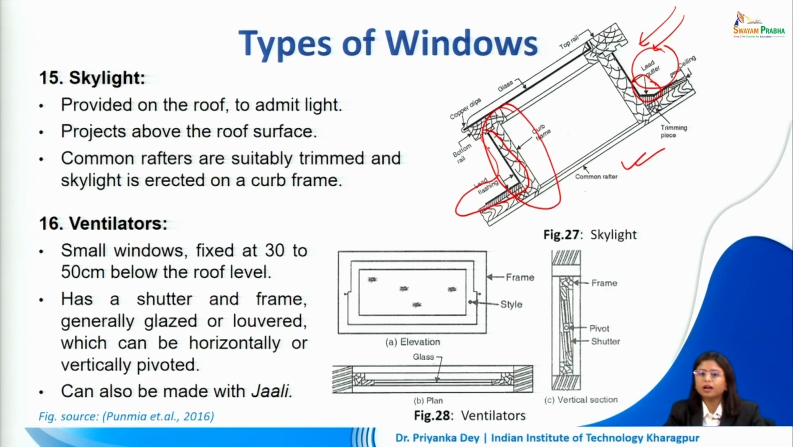Now ventilators are small windows which are fixed at 30 to 50 centimeters below the roof level. This is inside the room, of course. It's not opening up above the room. So it's just slightly below the roof level and opening inside the room. It has a shutter and a frame which is generally glazed or louvered, and it can be vertically or horizontally pivoted depending upon the height that we are dealing with or the position it has been placed in for easy operation. We can also, instead of using glazing, go for a jali. In this case, it can of course not be opened or closed. The jali will just allow a certain amount of ventilation from that height.